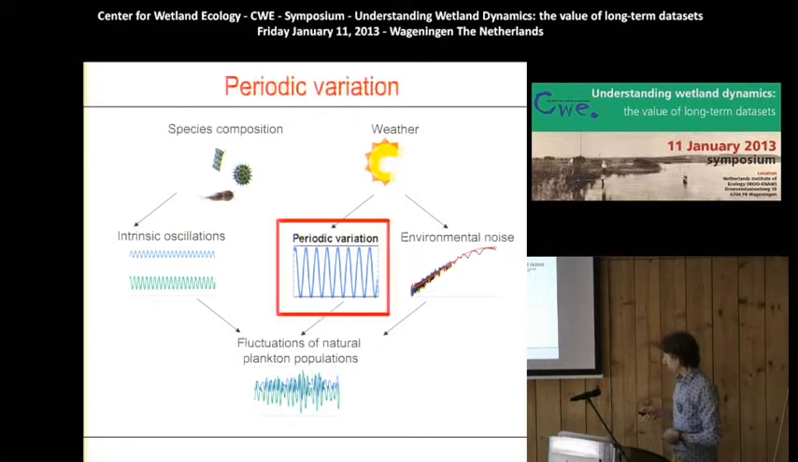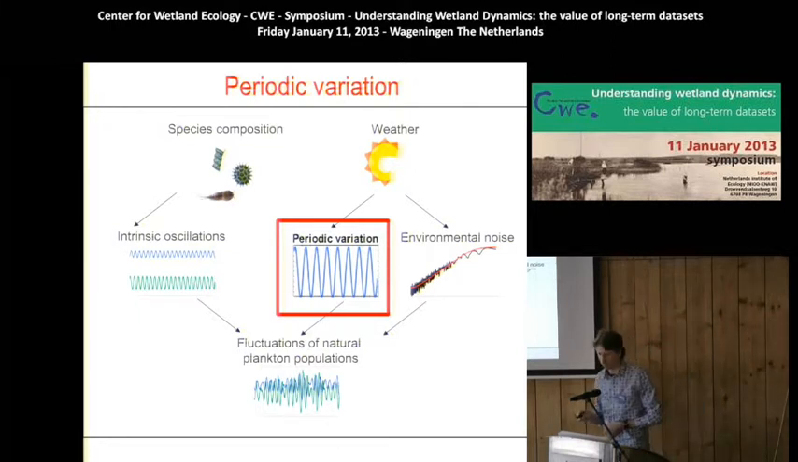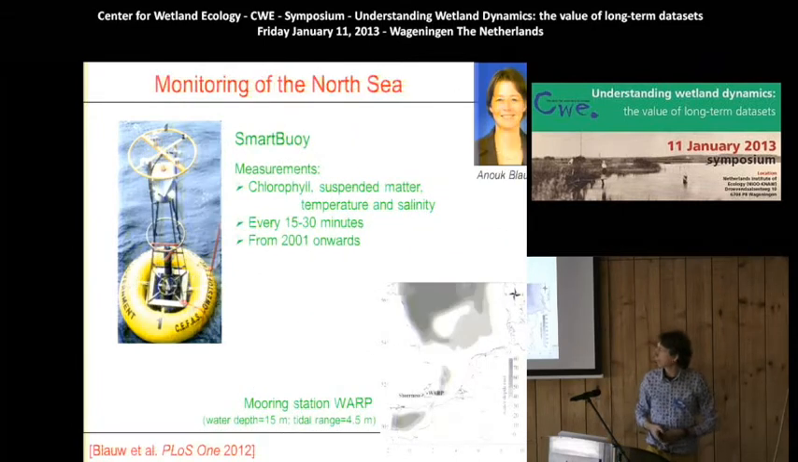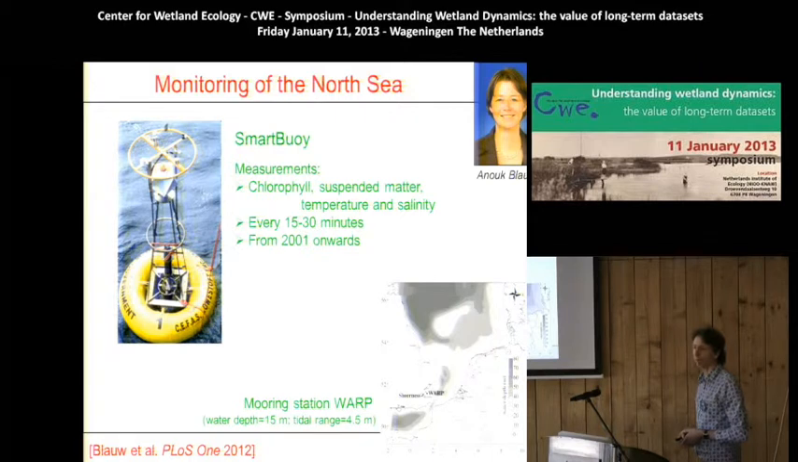Well, what I will first do, I will focus on a system where there's very strong periodic variation. And for this I take you to the North Sea. In the North Sea we have a few so-called smart buoys, 4 in total. What these smart buoys do is they measure the total chlorophyll, so that's an estimate of the total phytoplankton biomass, every 15 to 30 minutes. And they do this since the year 2001.